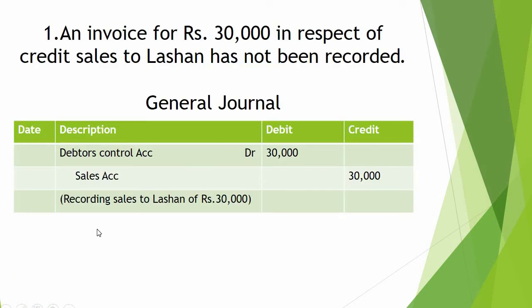Number 1. An invoice for 30,000 rupees in respect of credit sales to Lashan has not been recorded. This is an error of omission. We have to record this sales invoice. The double entry is: Debtors control account debit 30,000, sales account credit 30,000. As you know, you have to write a narration relevant to the correction entry.